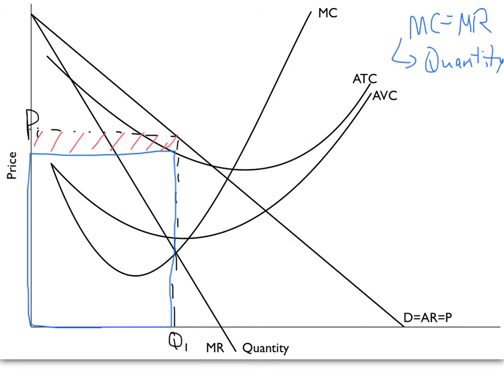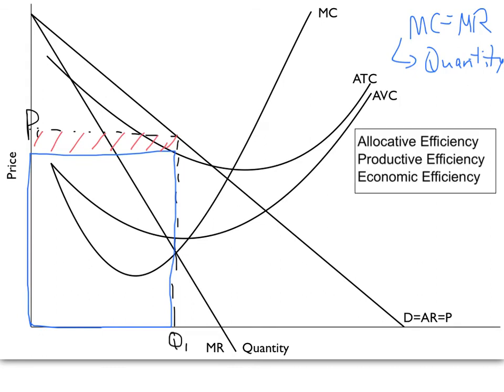And the answer is intuitive. No, it's not. But to be more specific, we're going to have to look at the concepts that we have previously discussed, such as allocative, productive, and economic efficiency. You'll recall that allocative efficiency takes place when the marginal social cost equals the marginal social benefit.